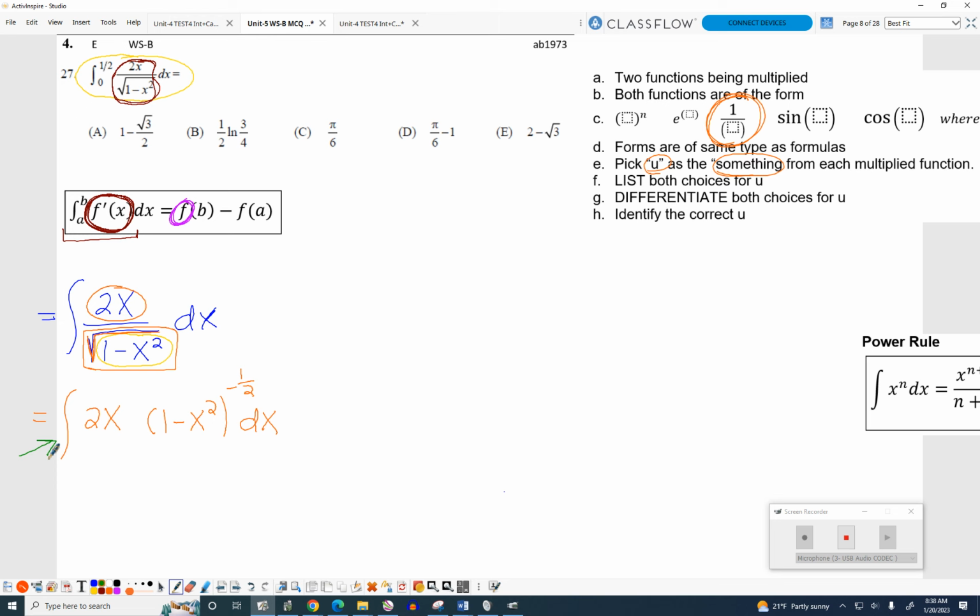So this is, again, this column, this is your main work. Come over to the right, do the u stuff. So u is equal to 1 minus x squared. Please raise your hand if you knew that before Xander said it. 2 points, 3 for Xander.